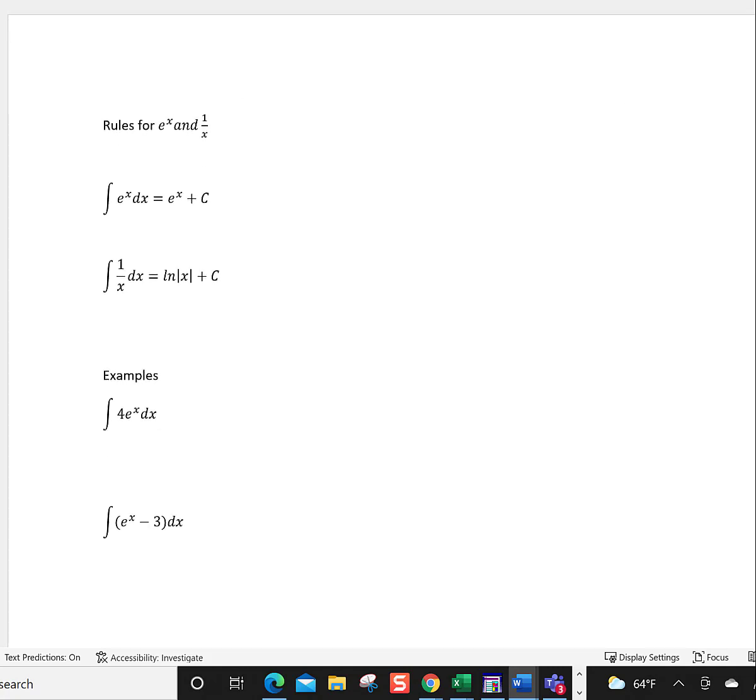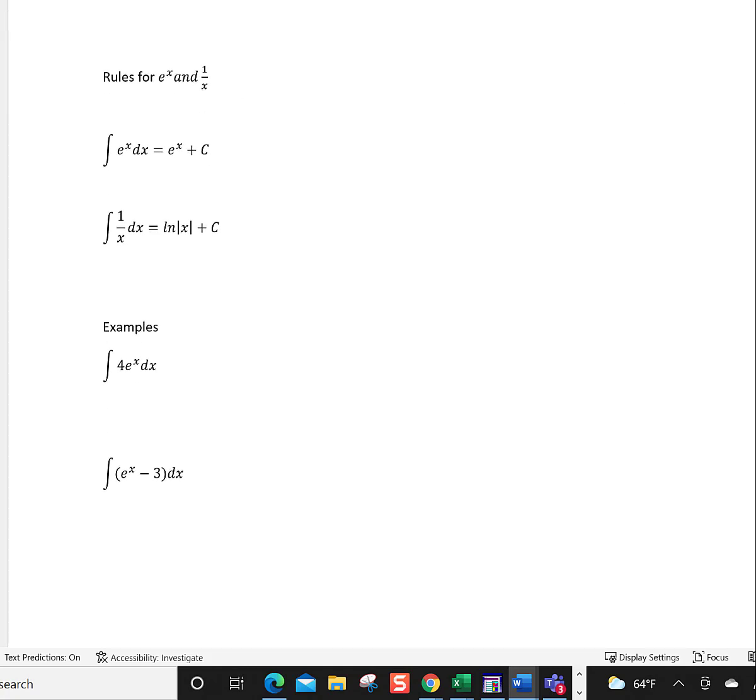A couple more rules that we need to talk about are rules for e to the x and 1 over x. Remember earlier I said the power rule x to the n works when n is not negative 1, so we have to say, well, what happens if we have negative 1? What are we going to do? So the rule for e to the x is the integral of e to the x is e to the x plus c, which is nice. E to the x, when I took the derivative, was still e, so when I integrate, it'll still be e.